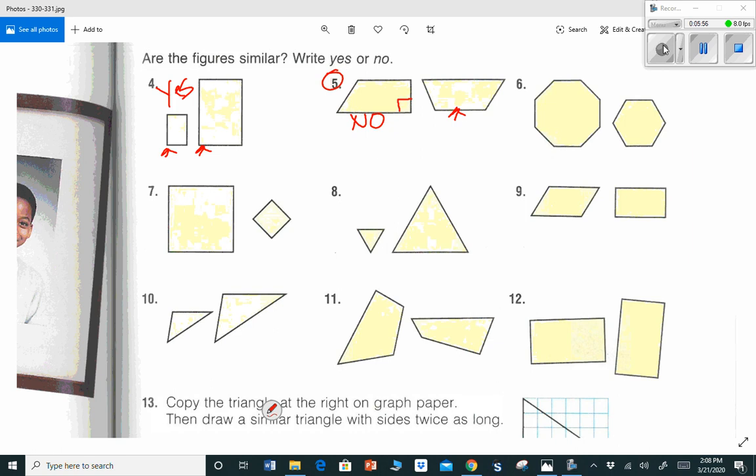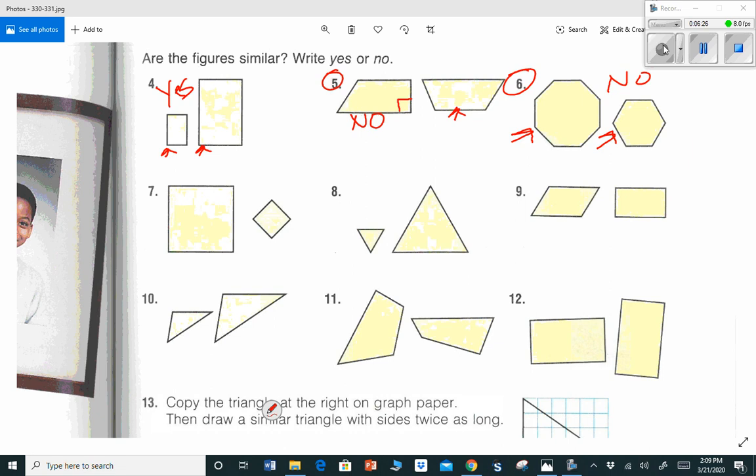Number 6. At first glance, you might want to say yes to that, but the fact of the matter is, what shape is that? That is an octagon, 8 sides, and this is a hexagon, 6 sides, okay? So it would definitely have to have the same number of sides to be similar. So this is a big no.